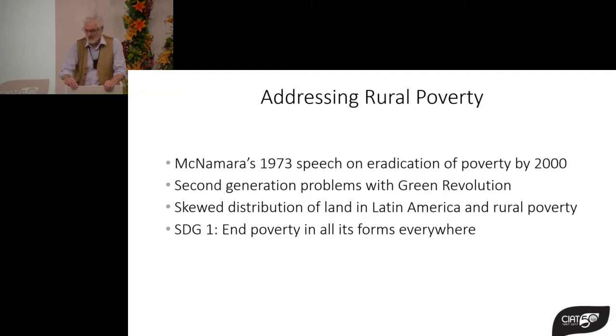At the same time, there was a lot of literature being generated on the second generational problems of the Green Revolution, particularly that the benefits were being directed to larger farmers with more resources and away from smaller farmers. And again, as we discussed yesterday, within the context of Latin America, there is the issue of how you think about this problem within a very skewed distribution of land. And as Julio said, even today two-thirds of the rural population is under the poverty line. That was probably similar to when we were operating back in the 1970s and 1980s.